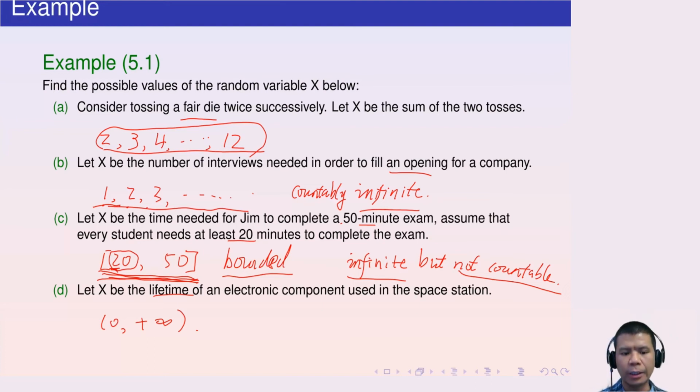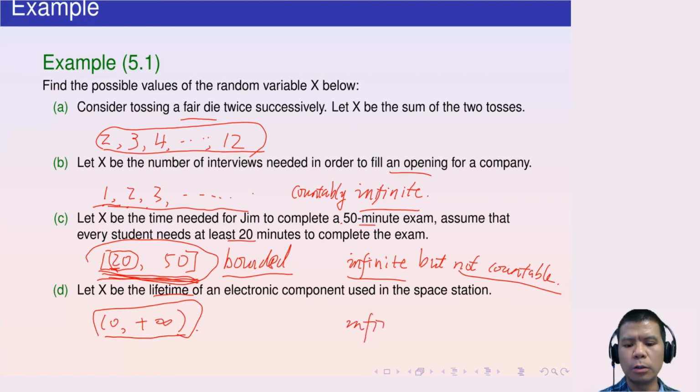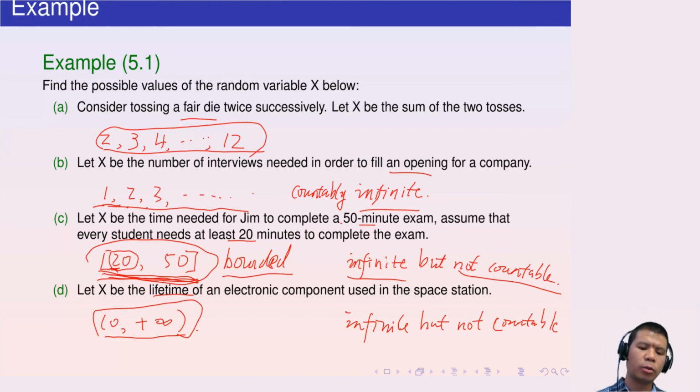Now for part D here, this one is from 0 to infinity. Of course, this interval is larger than the interval in C. It's larger than C, so of course it's also going to be infinite but not countable, because this is larger than that. And this interval is going to be unbounded. It's not bounded, right? Because it goes to infinity.